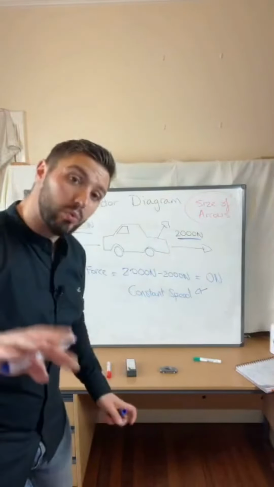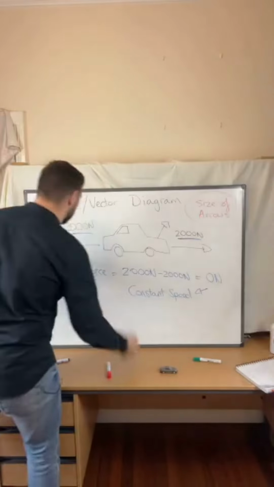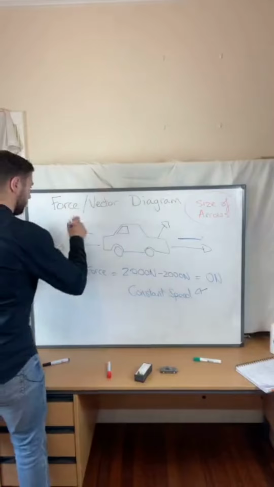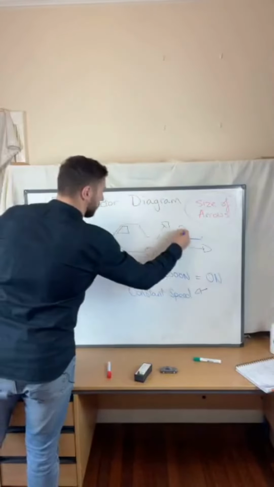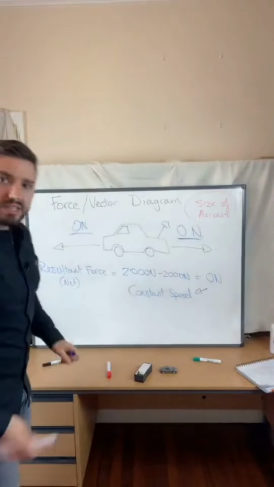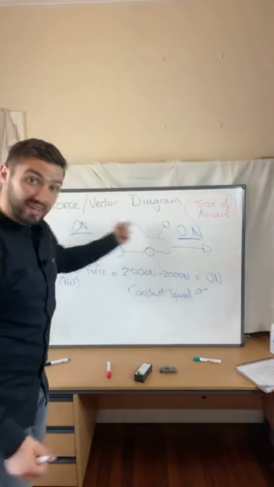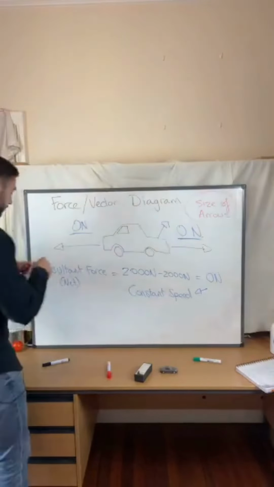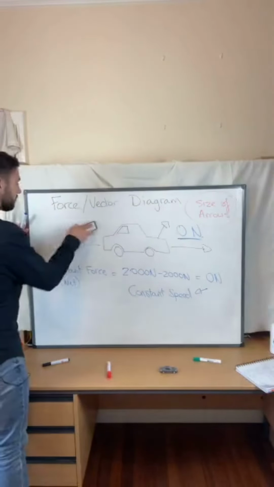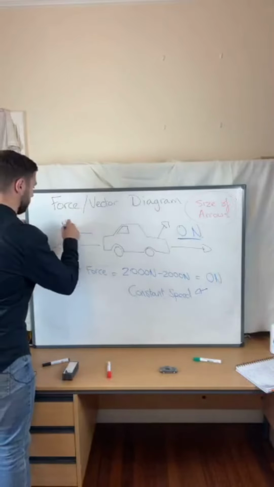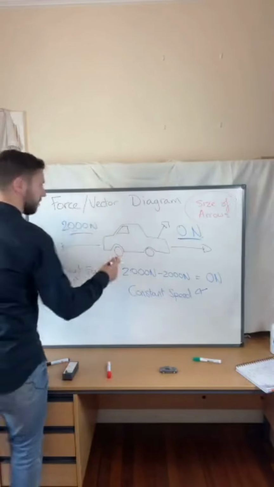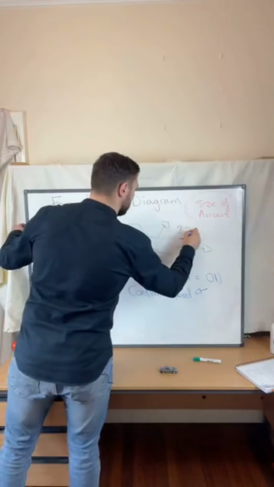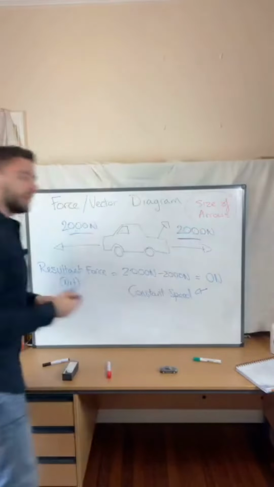The change where we would see it at rest is if you saw this. If you had 0 newtons on both sides, then there's no force acting forward and there's no force acting backwards. So then you would describe it as at rest. But because we definitely have forces involved, we can say it's going to be constant speed.